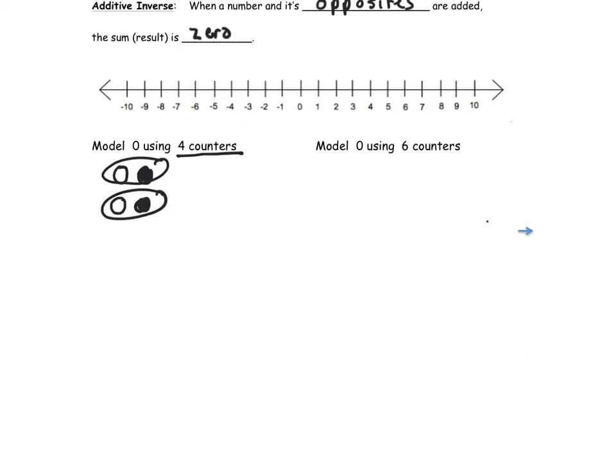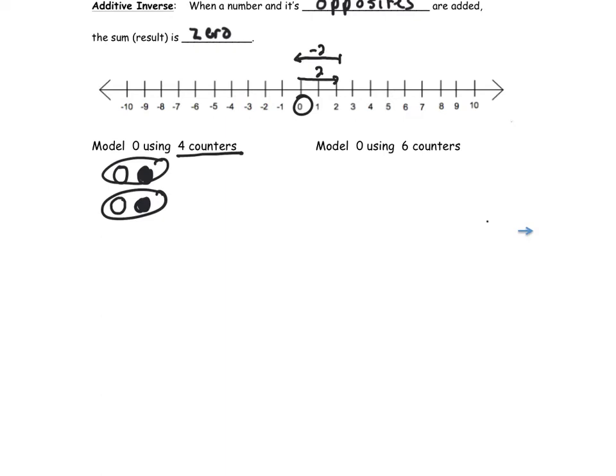So if I want to see what that looks like on the number line, I moved up, and let's go back, look at my pen. I see 2 positives, so this would be a positive 2, and I see 2 negatives, this would be a negative 2, and indeed I ended up back at 0, so they're additive inverses.